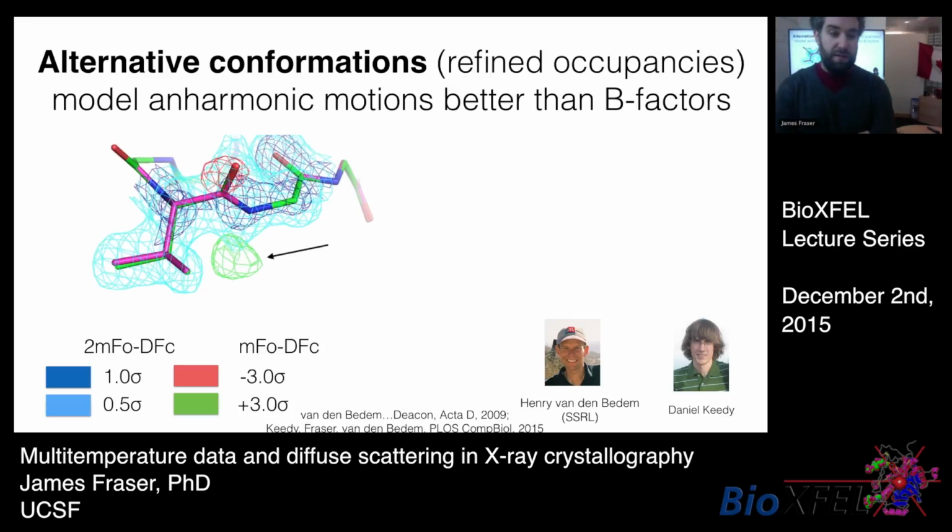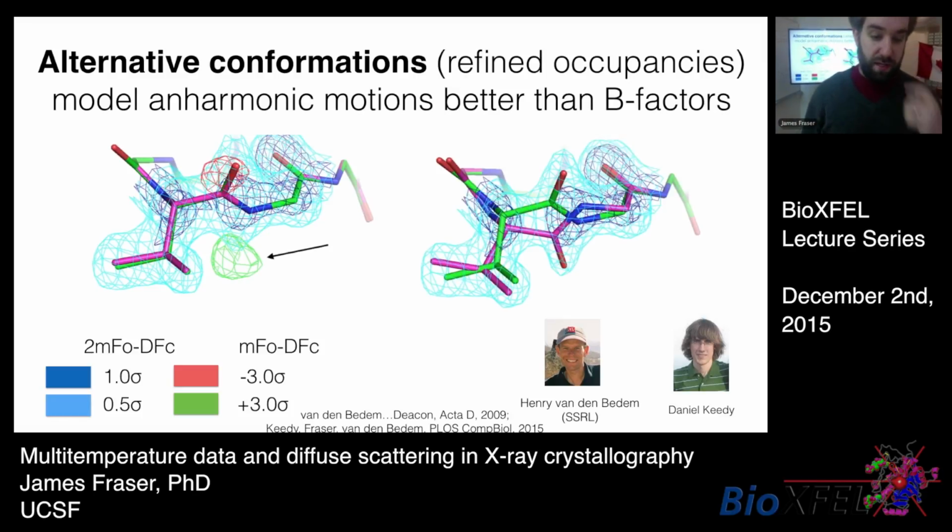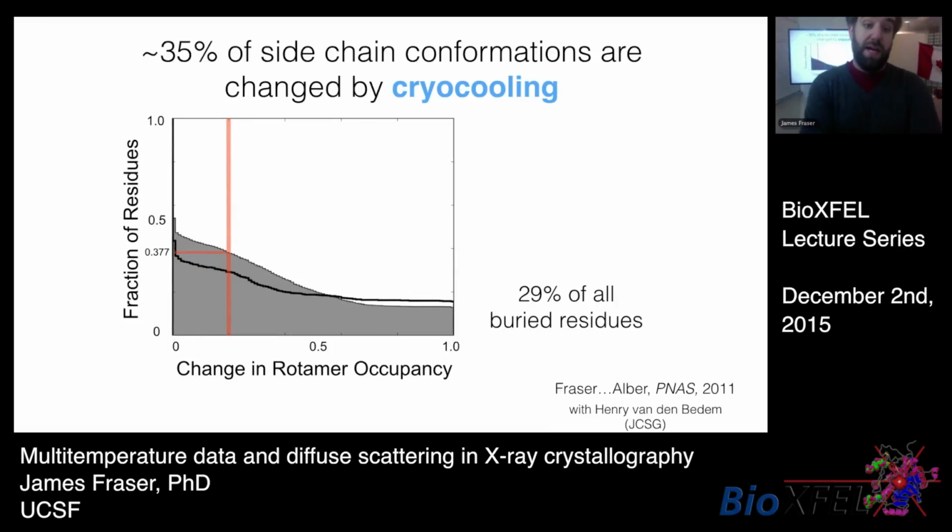And to give you an idea of what that looks like, what we do is we find in electron density maps additional conformations that are well fit to the map by sampling a large conformational space and then selecting only those conformations that help explain the data better. And I'd point out that our latest version of this software has recently been published in the past month in PLOS Computational Biology. We've used this approach to look at how sidechain conformations are remodeled by cryocooling.